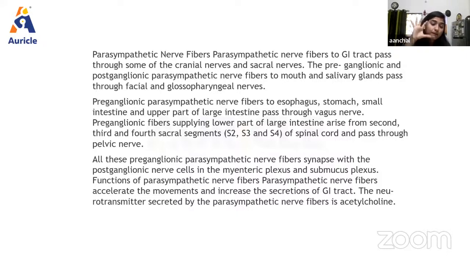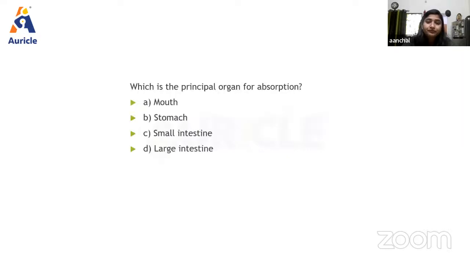So the functions of parasympathetic and sympathetic are opposite. All these preganglionic parasympathetic nerve fibers synapse with the postganglionic nerve fibers in the myenteric plexus and submucous plexus. The function of parasympathetic nerve fibers is to accelerate the movement and increase the secretion of the GI tract. The neurotransmitter secreted by parasympathetic nerve fibers is acetylcholine.